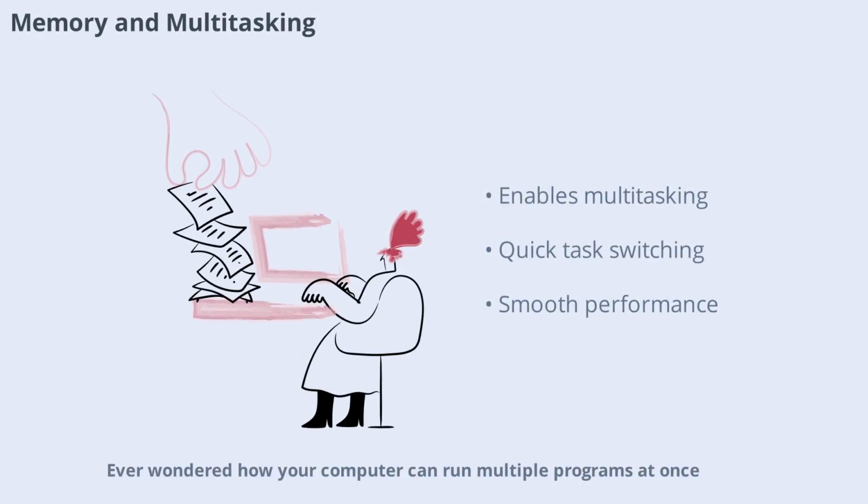Ever wondered how your computer can run multiple programs at once? That's thanks to primary memory. It allows the CPU to switch between tasks quickly, so you can browse the web, listen to music, and type a document all at the same time.